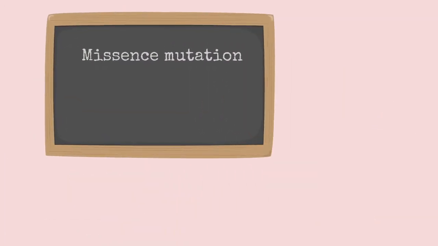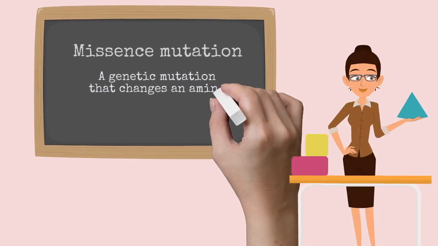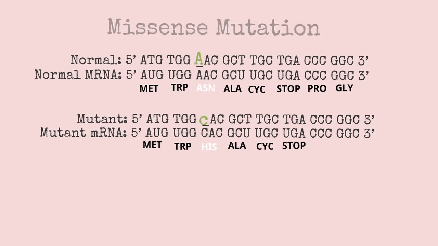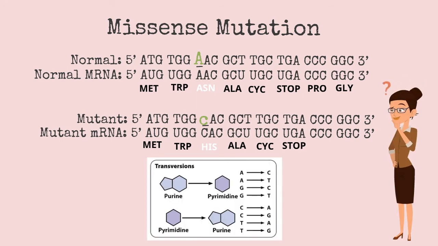A missense mutation is a genetic mutation that results in a change in an amino acid. This may cause an alteration in the protein function or can make the protein non-functional. Here, a cytosine replaced the adenine, causing the amino acid to change from the amino acid asparagine to the amino acid histidine. This is also an example of a transversion, since it's going from an A to a C, a purine to a pyrimidine.